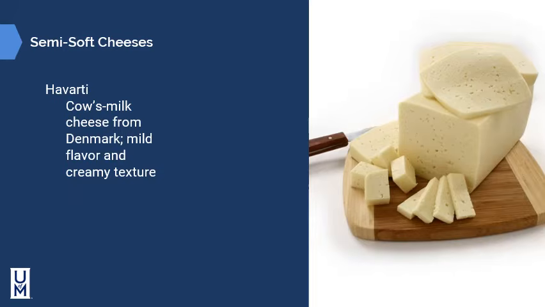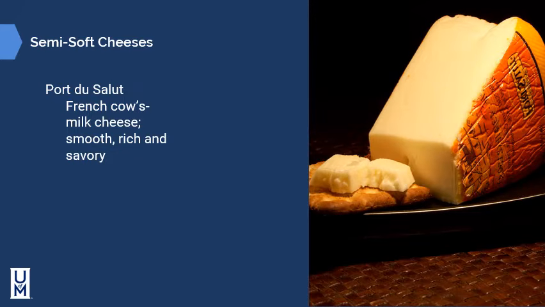Havarti, which is a cow's milk cheese made from Denmark, and it's very mild in flavor and creamy in texture. It looks a lot like a little Swiss and often is referred to as baby Swiss. Port Salut is a French cow's milk cheese with a smooth, rich, and savory flavor.